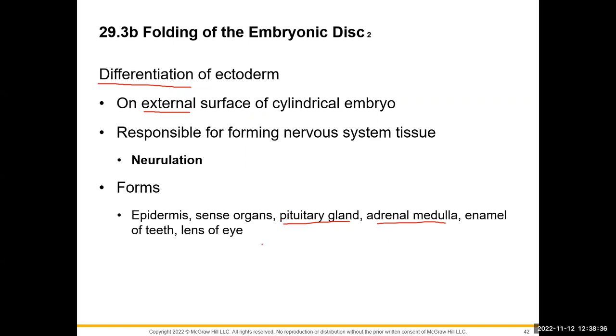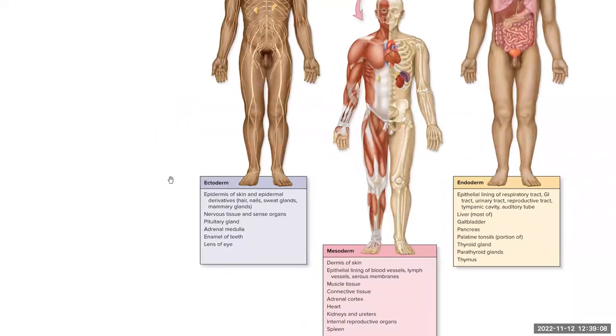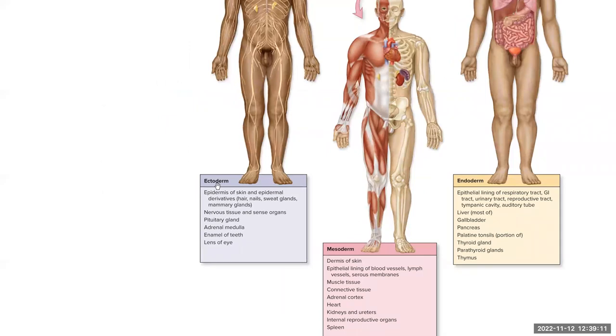But everything else, the epidermis on the outside, your sense organs, a lot of those will be on the outside of your body. Enamel of the teeth, we know where that is, and the lens of the eye. So with the exception of the pituitary gland and the adrenal medulla, a lot of the tissues that come from the ectoderm you can pretty much see externally. This slide shows us some of those tissues. I'm going to zoom in here. We can see the ectoderm is pretty much responsible for the epidermis of the skin.